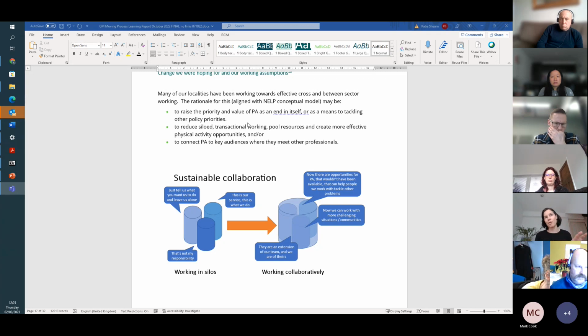To raise priority and value of physical activity, to reduce the siloed transactional working, ideally to pool resources, create more effective physical activity opportunities, and to connect physical activity to key audiences where they meet other professionals. So that's the rationale. Why would we want to do this? And actually, if we were successful, we might see some of these things happening in the outcomes that we're capturing in our data.